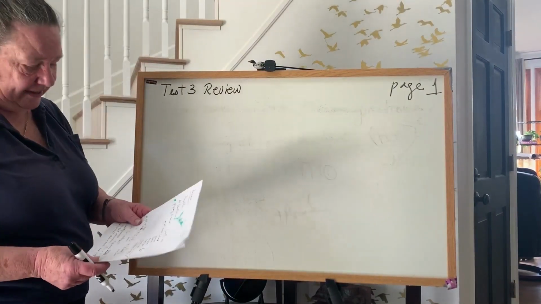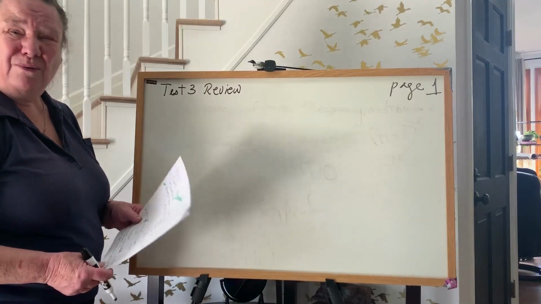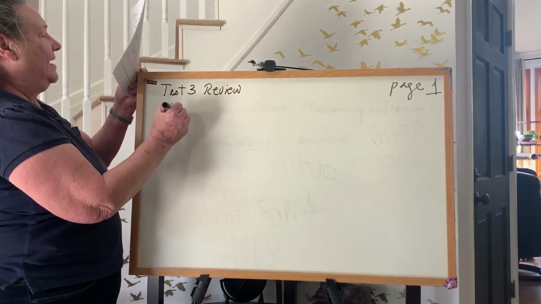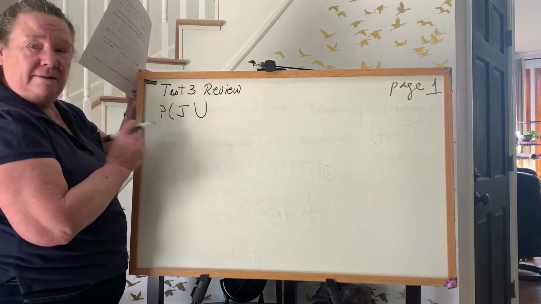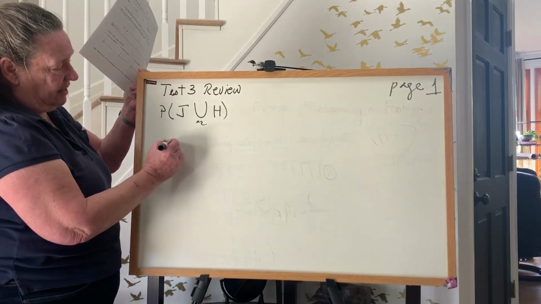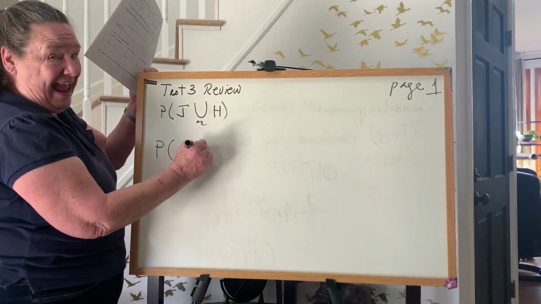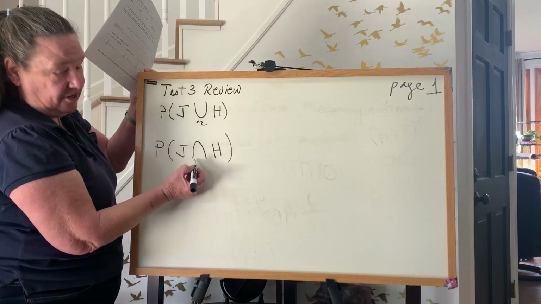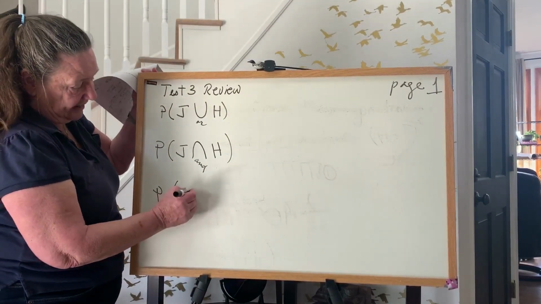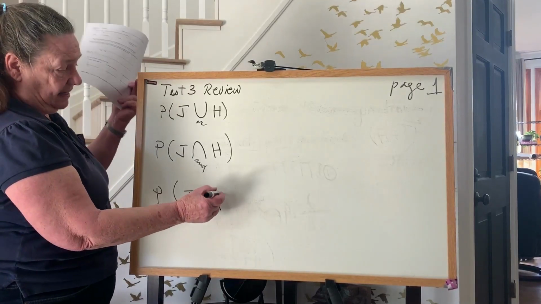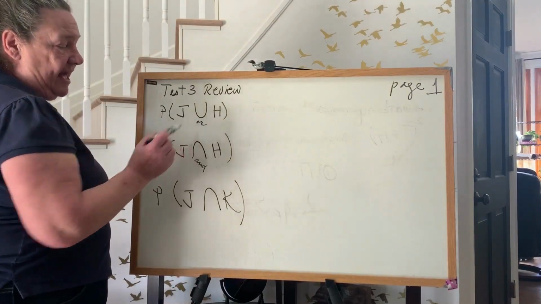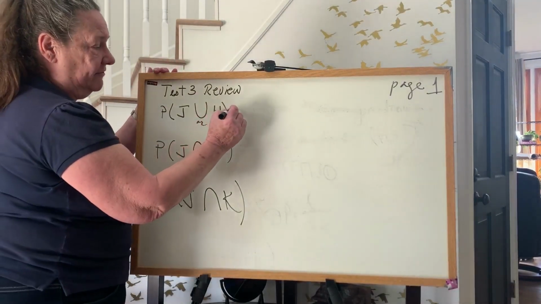The second problem I'd like to look at is the conditional probability. We have 3 kinds of things. We have the probability of a jack, or, that's the union symbol, or a heart. We have the probability of a jack and a heart. That's the intersection or the overlap. And we have the probability of a jack and a king. Okay? So, for this one, anytime you have that or probability, you want to expand it first.